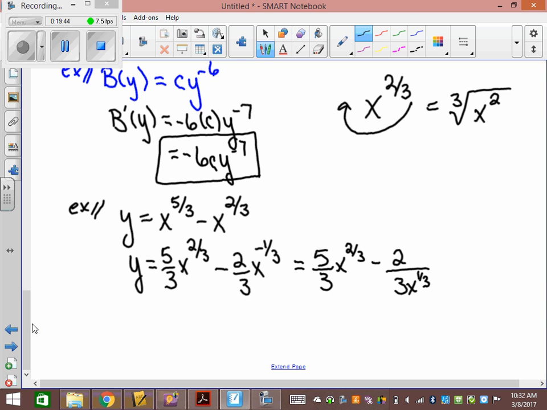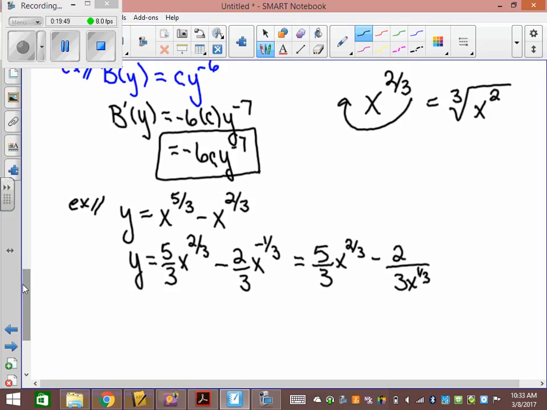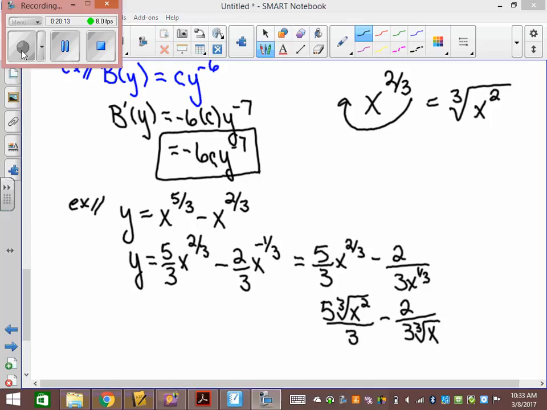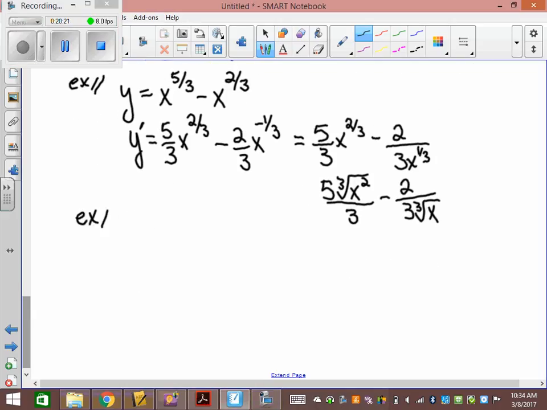So this could be rewritten as 5 cube root of x squared over 3 minus 2/3 cube root of x. Like I said, I'm fine with it at this point, and I think most of the answer key is good with it to this point, but I just wanted to show you that it could go to that. Okay? Now, the answer key, and this should have a prime because it's first derivative. Okay, you try this one.